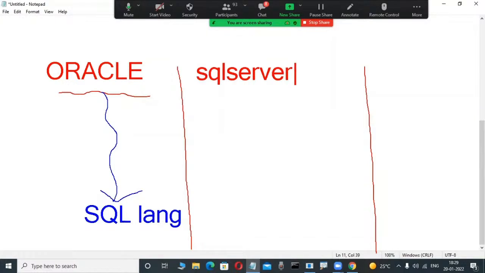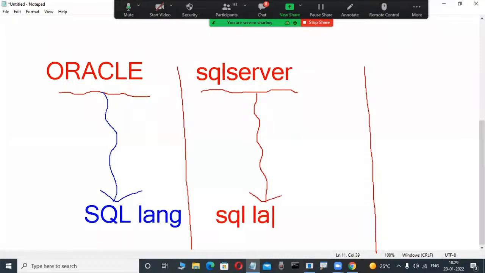Some employees are working on the SQL Server product. That is also a database product, same as Oracle, but to operate that SQL Server, what are they using? One language only. What is that language? SQL is a language. Slowly observe here.